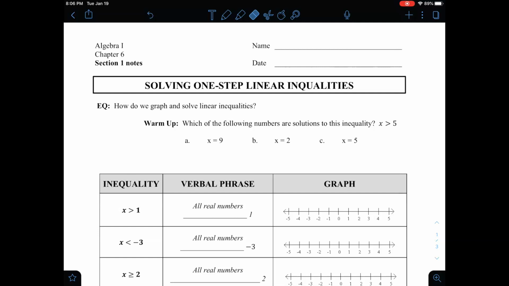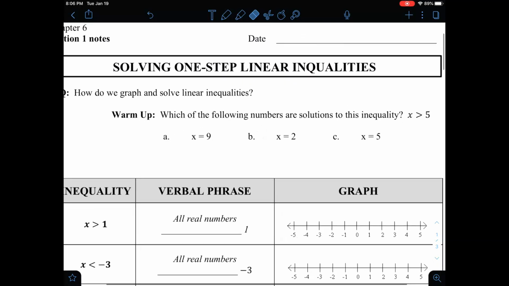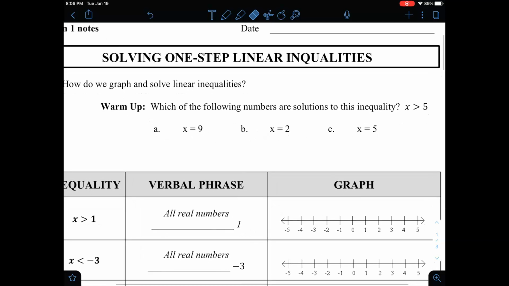So we have a warm-up. It says, which of the following numbers are solutions to this inequality? X is greater than 5. All right. Well, let's do the first one together and see if we can figure out the rest on our own, okay? So x equals 9. I'm literally going to take 9, plug it in for x and see if it's true or not, right? So let's do that. Let's do 9.